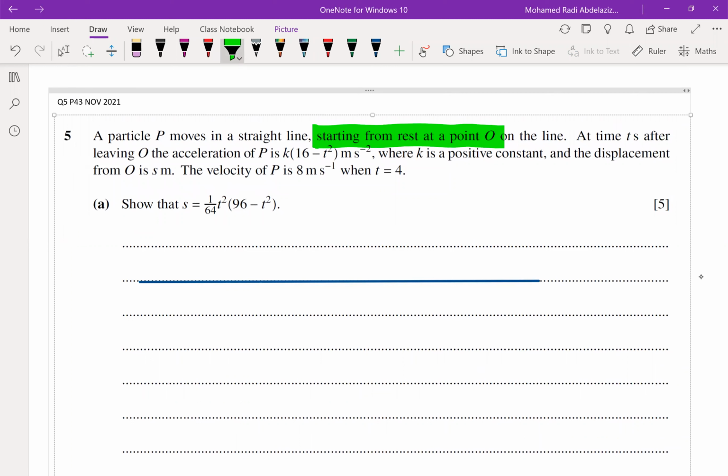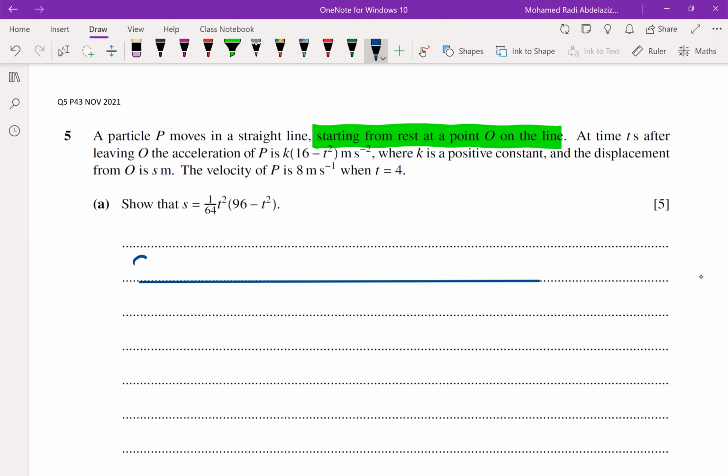Starting from rest at O. So he started to count the time from O. This means when t equals 0, displacement equals 0, and velocity is equal to 0. At time t seconds after leaving O, the acceleration of the particle P is a equals k times (16 minus t squared) meters per second squared, where k is a positive constant, and the displacement from O is s.